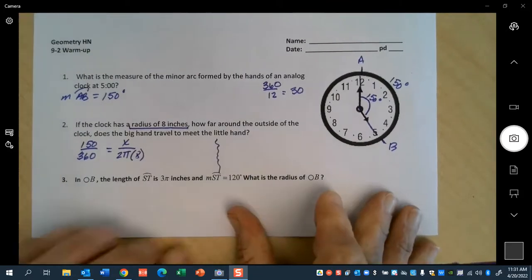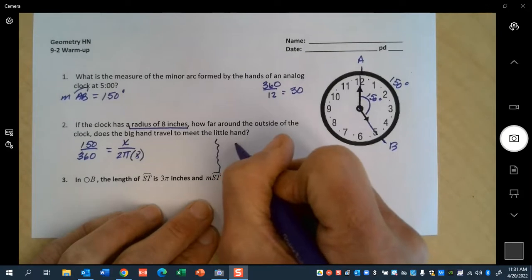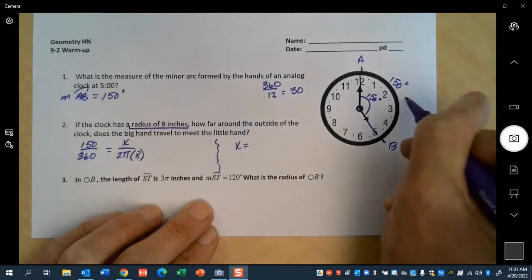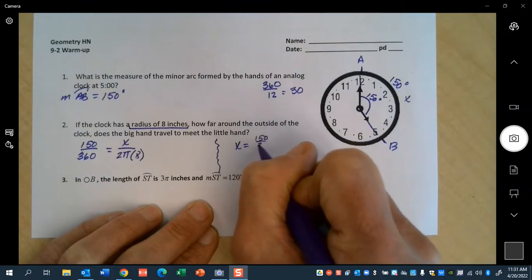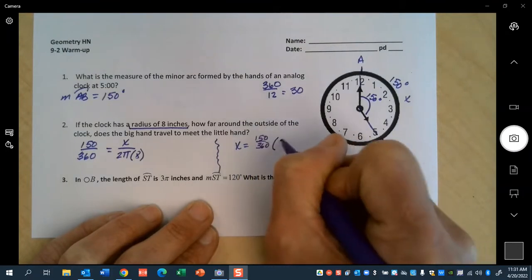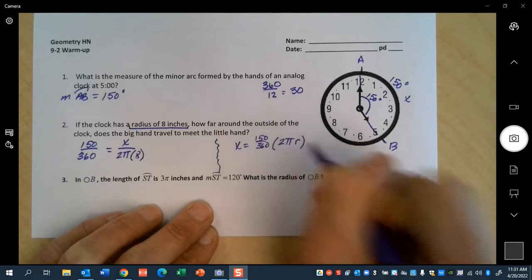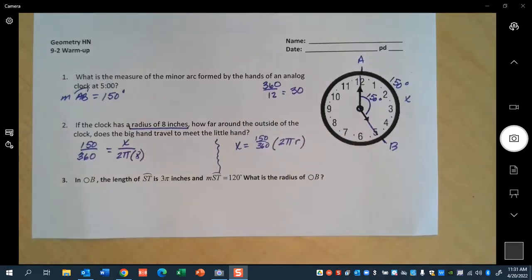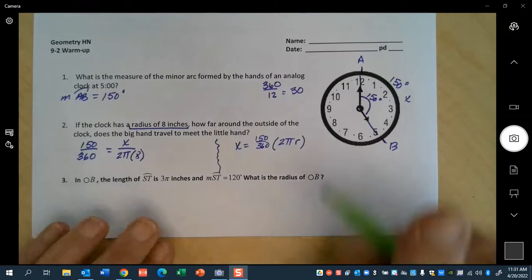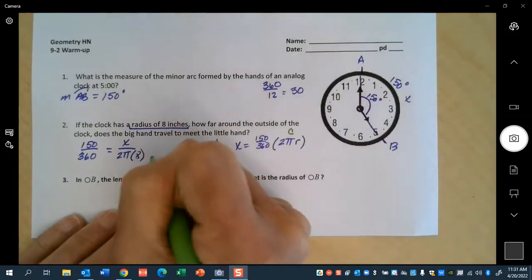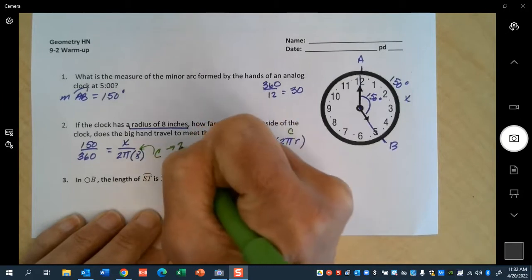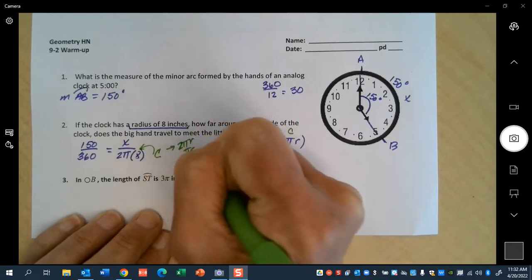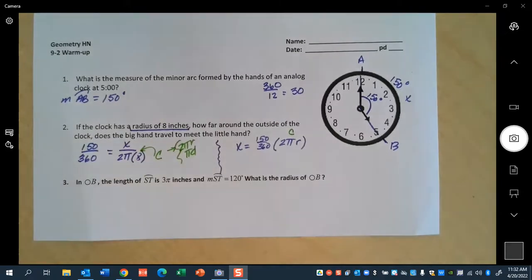If I solve it by writing an equation, that distance I'm looking for, this x value, is equal to this fraction of this whole. And this whole is my circumference. This here is my circumference. And remember, your circumference is 2 pi r or pi d. Both of those equations will give that to you.